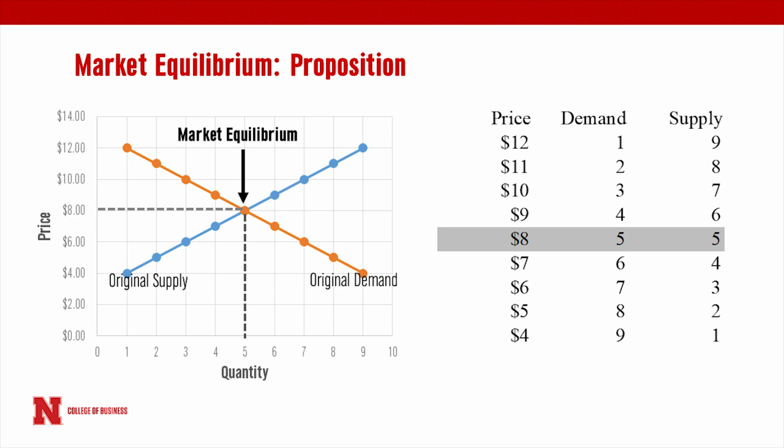So we can identify the market equilibrium price one of two ways: by looking at a graph of the supply and the demand curves and looking for that point of intersection, or by looking at the demand and supply schedules and identifying the price point at which the quantity supplied equals the quantity demanded.